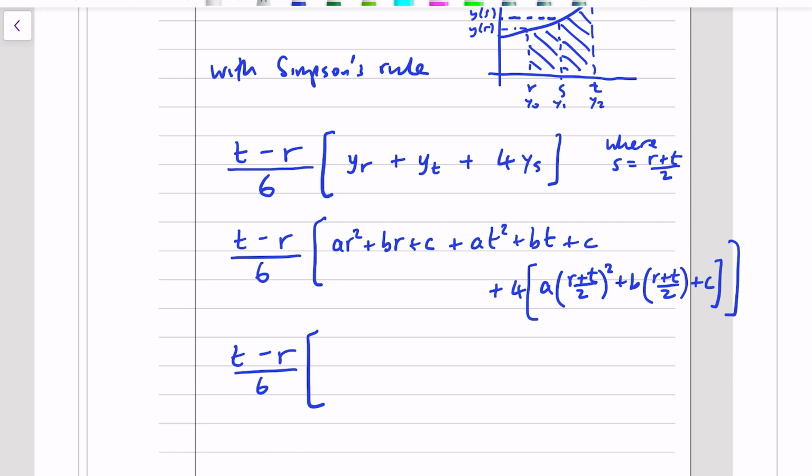Okay, we've got ar squared there. Have we got any more r squareds? Here we do. In the last bracket we've got an r squared in there. It's r squared over 4. It's also times by 4. So that loses the fraction. We've got an a in the front, so it's 2ar squared.